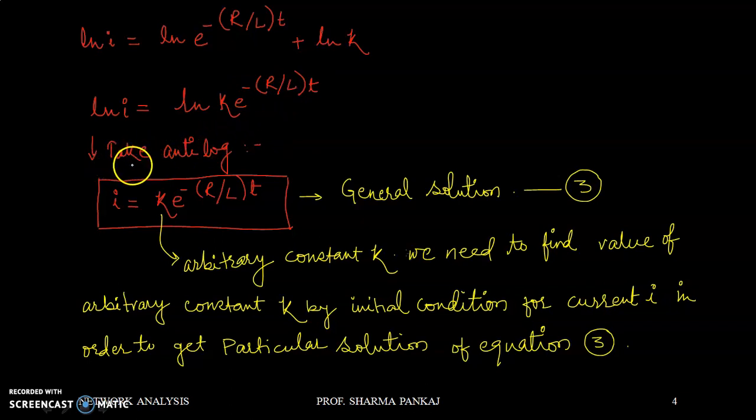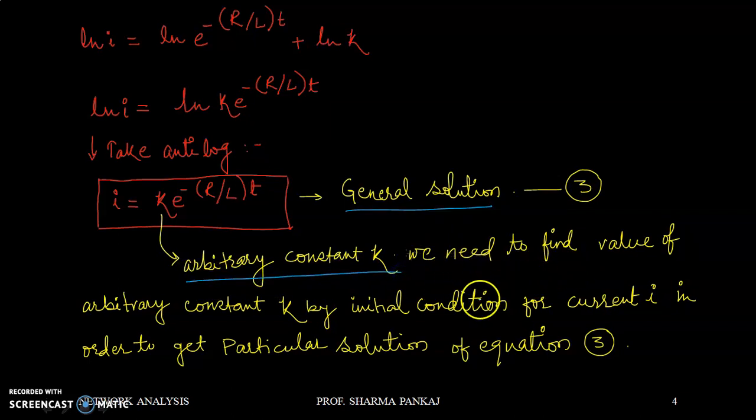Now taking anti-logarithm on both sides, this will be i is equal to K into e raised to power minus R by L into t. This is our general solution, where we do not know the value of K. That is why it is the general solution. K is an arbitrary constant. It could assume any constant value.